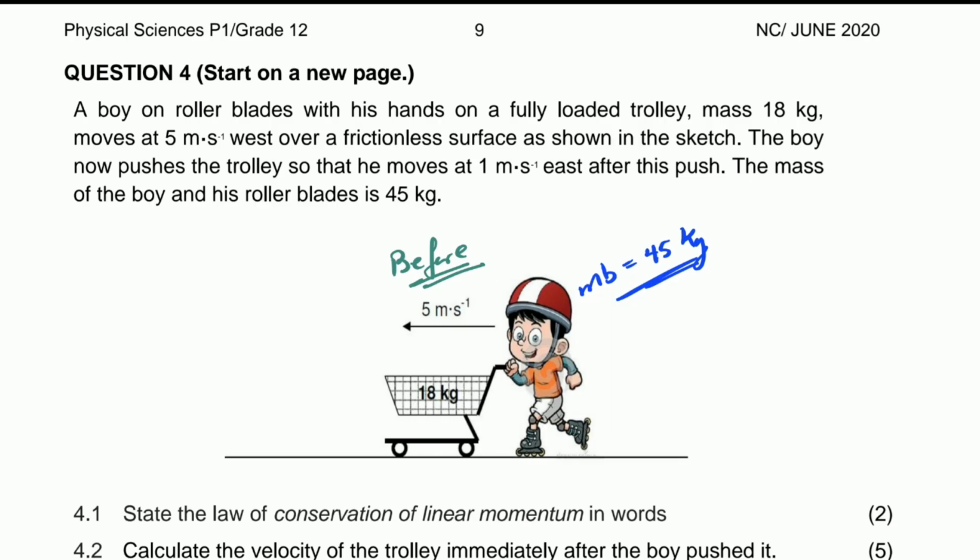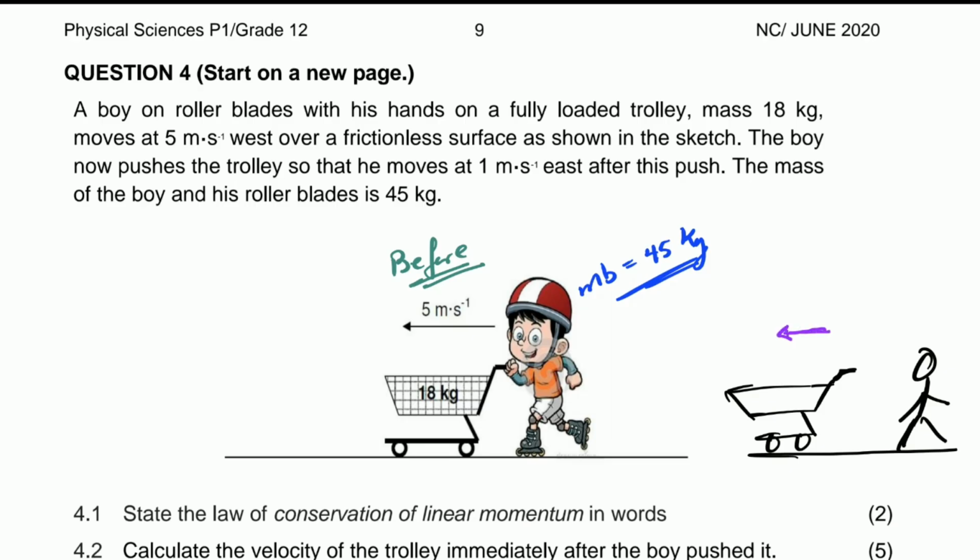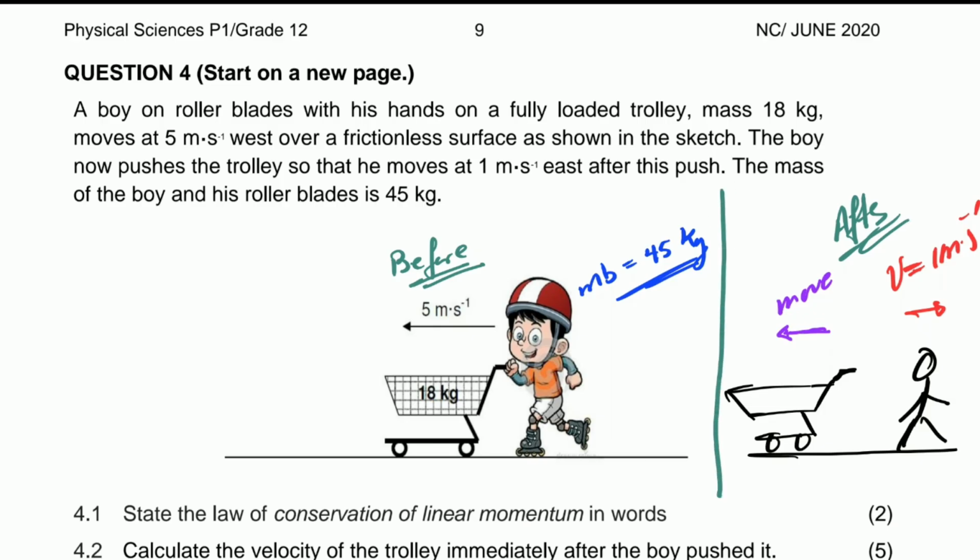Now, what is happening after the boy pushes the trolley? The trolley will still move to the west. Guys, I'm sorry for the picture, it's not very nice, but anyway, it's fine. The trolley is going to move to the west, and the boy is moving to the east with a speed of 1 meter per second in that direction. This is what is happening after the boy pushes the trolley. So here we can see before on the left hand side and what is happening after on the right hand side.